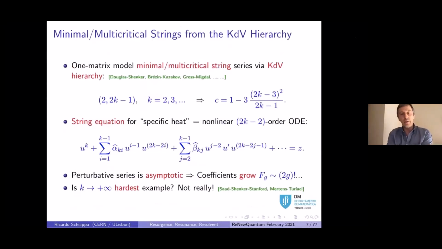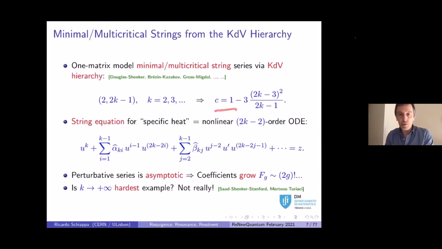That will be making more clear why this story is relevant for what we're discussing, which is basically that all these equations can come out of the KdV hierarchy. So if you focus on the example where we're just dealing with a one matrix model, then we can describe this whole series of minimal or multicritical strings. I'll be more specific on the distinction between minimal and multicritical in the following, where we couple 2k minus 1 matter to the string worldsheet, with k equals 3, 4, and so forth.